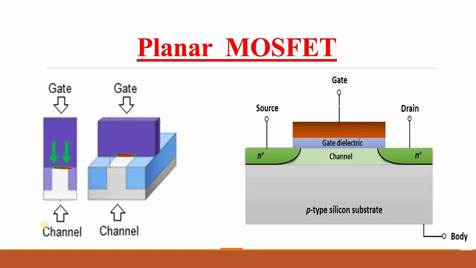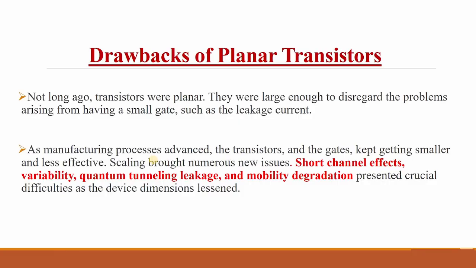So what are the drawbacks of the planar transistor? Not long ago, transistors were planar. They were large enough to avoid the problems arising from having a small gate, such as leakage currents. So we can support this planar CMOS up to 32 nanometer only.